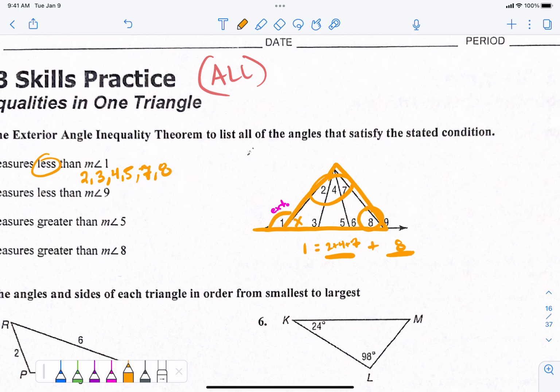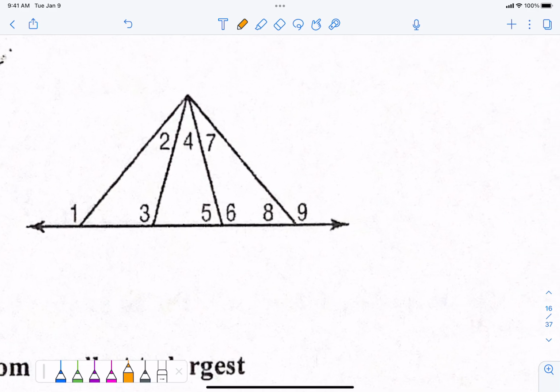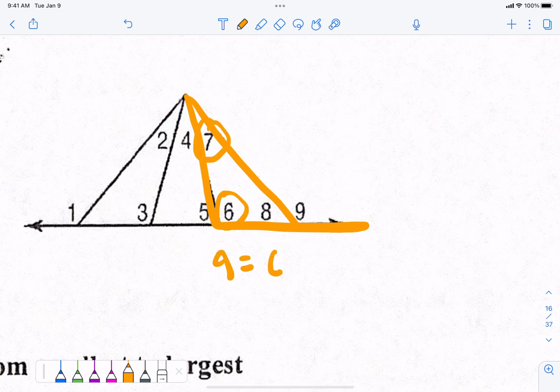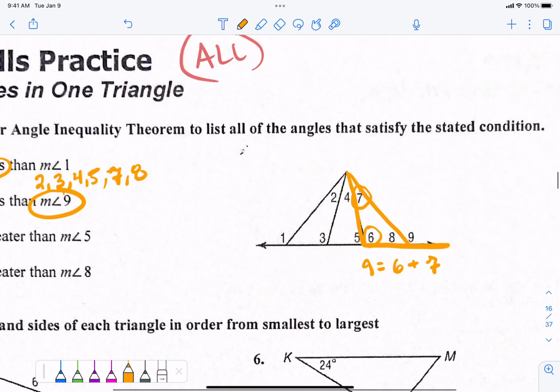Yeah? Okay, let's go to the other side. Let's talk about measures that are less than angle 9. So we're going the other direction. If I talk about this triangle right here, angle 9 is exterior. Which two angles add together to make angle 9? 7 and 6, right? So which ones are less than 9? 6 and 7.